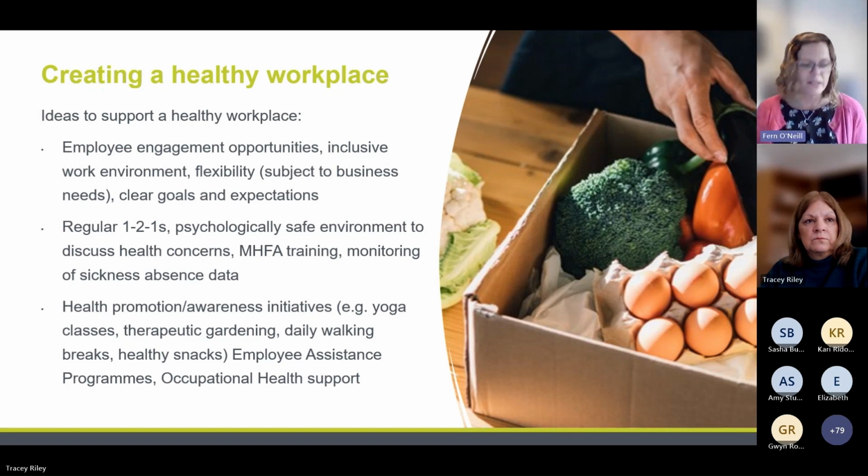And that's emotional, mental and physical health. Consider health awareness initiatives, possibly daily walking breaks, healthy snacks, and for those that perhaps have more resources, therapeutic gardening or yoga classes, but it doesn't need to be costly. You've also got your employee assistance programs and possibly occupational health support as well. And now over to you, Tracy.